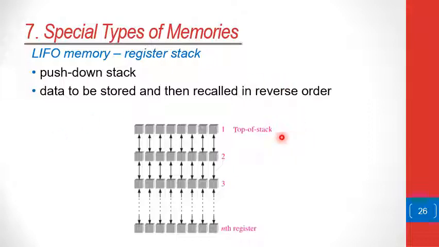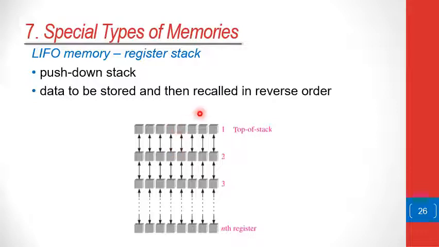So the stack will have the top of the stack, which is one register on top, and towards the bottom of the stack will be your nth register, depending on how big the stack is. When the data is stored into the stack, first of all, it sits on the top, and then when new data comes into the stack, the new data pushes the data that's on top to the second register towards the bottom. So the data will keep on being pushed into the stack, and as it's being pushed, it sinks lower and lower into the bottom of the stack.